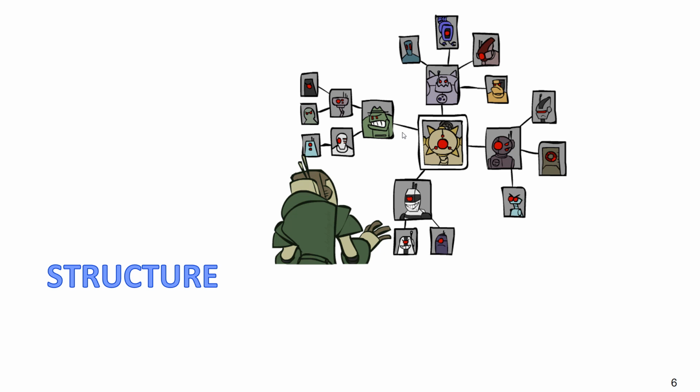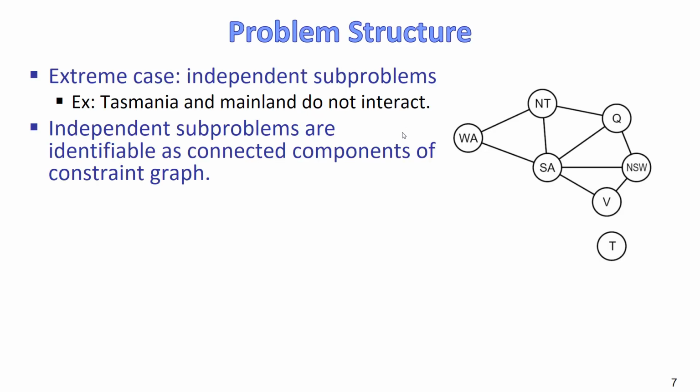Now let's move on to more fun with solving CSP. We will solve special cases of CSP that are of specific structure, and we'll find that we can find efficient solutions to those special structures. The first structure that we will consider today is the graph where we have the extreme case, which is independent subproblems. What does that mean?